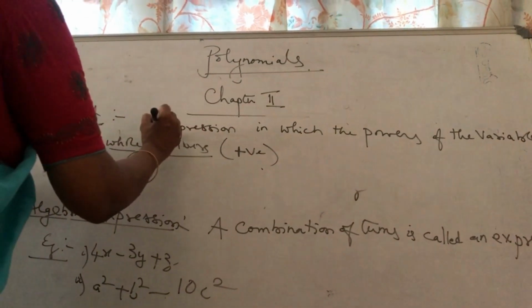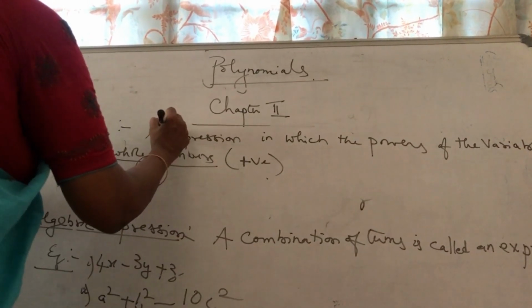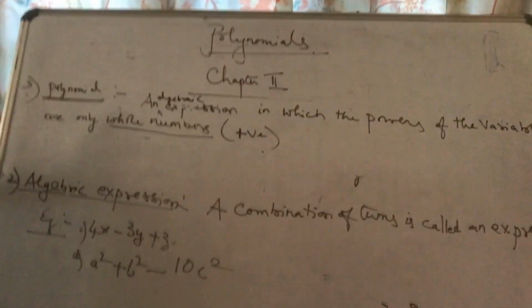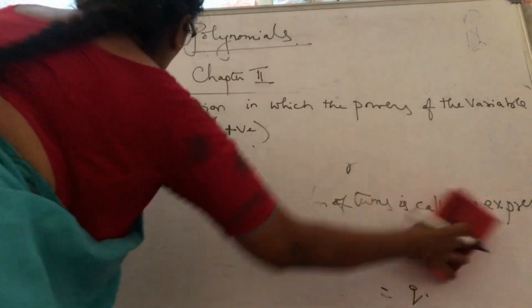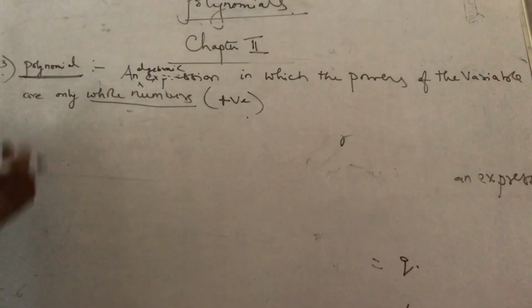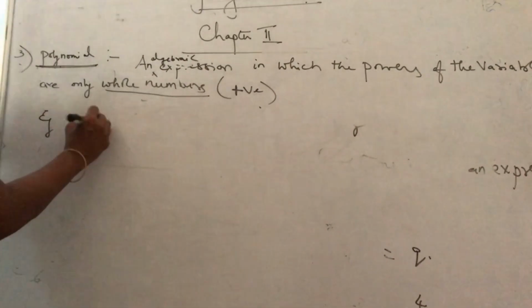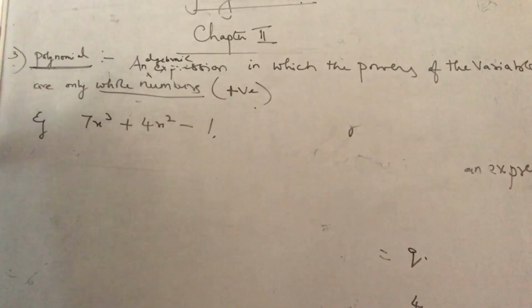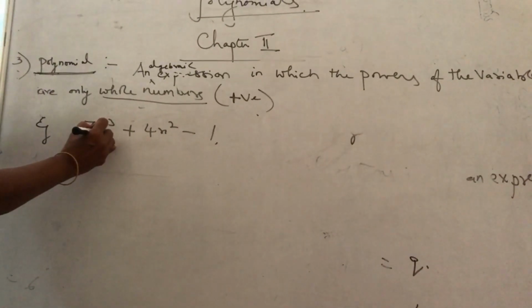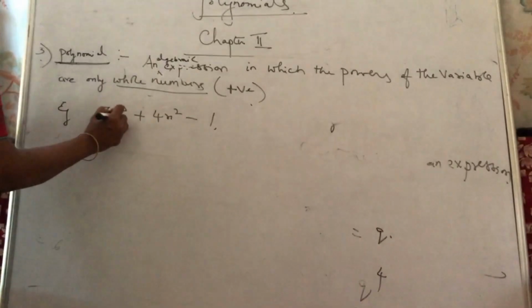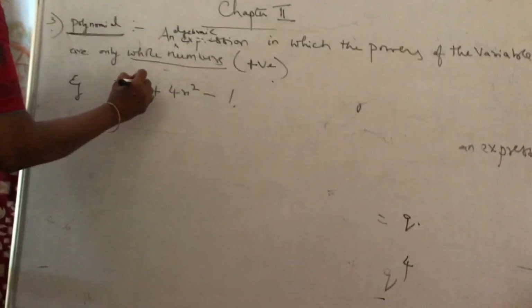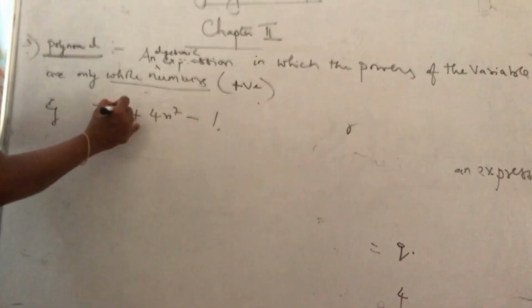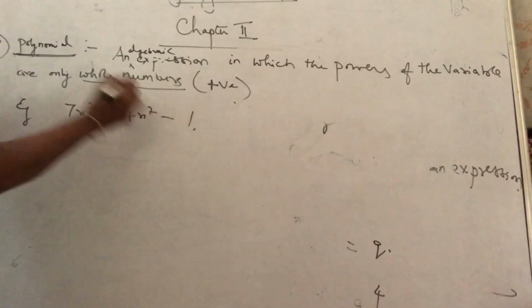And an algebraic expression in which the powers of the variable are only whole numbers. Example, 7x cubed plus 4x squared minus 1. Your variable is x. The powers of x are what, children? 3 and 2. They are positive whole numbers.